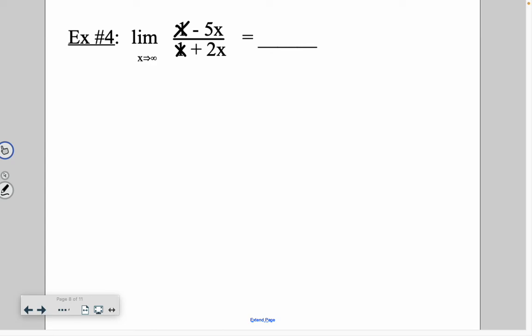Okay? And in this case, really you can just do the algebra, which means what would we do right here? Yeah, we just cancel the x's, right? And we'd end up with an answer of negative 5/2, negative 2.5. Here's why you can do that. Okay, let me show you why.